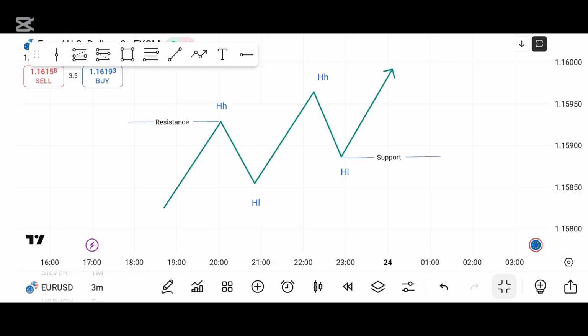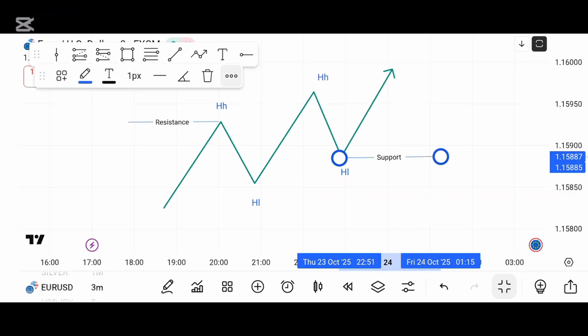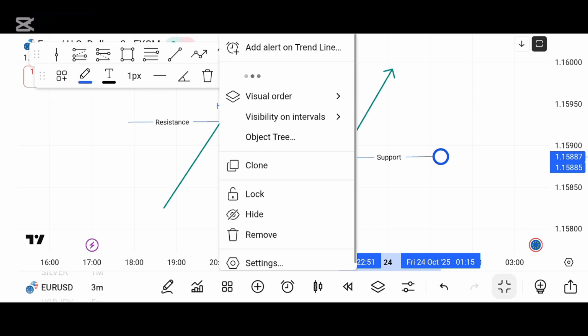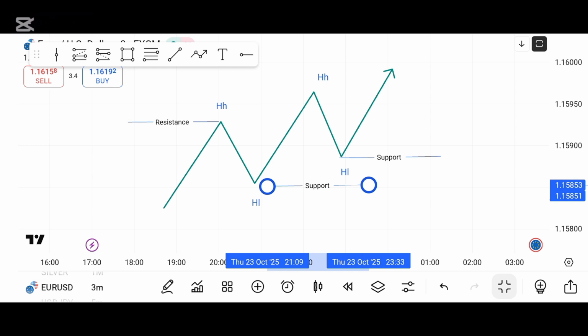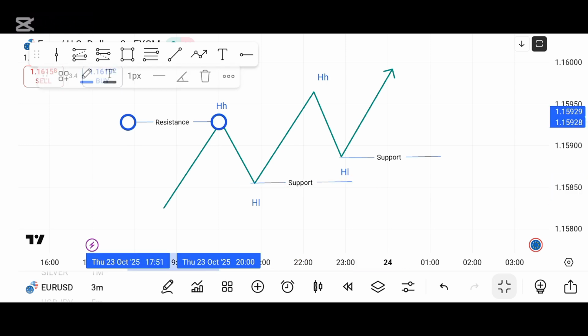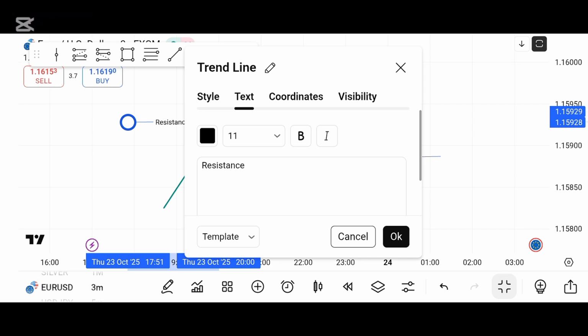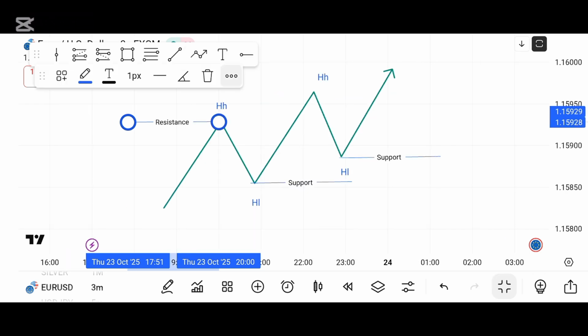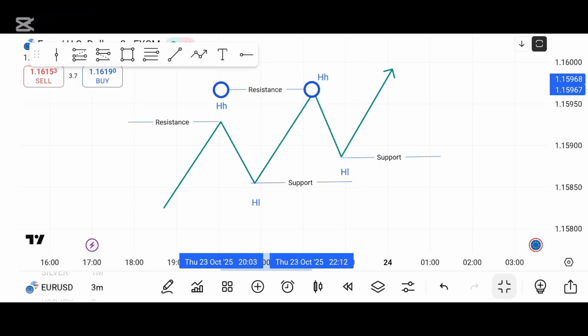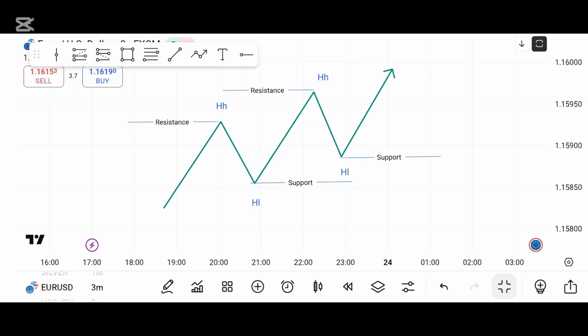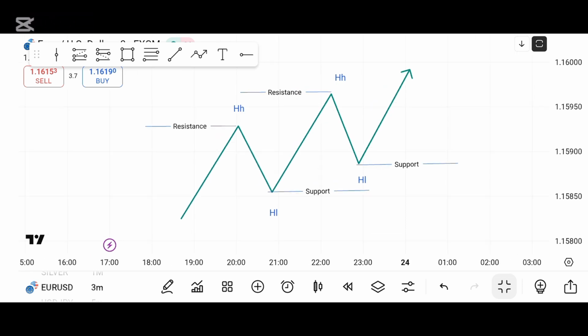So let me just quickly copy that. Let me copy it and put it on the other side so that you can see it clearly. So the higher low is located at the support zone, while the higher high is located at the resistance zone. Let me clone that also. So this is how the bullish market structure looks like.